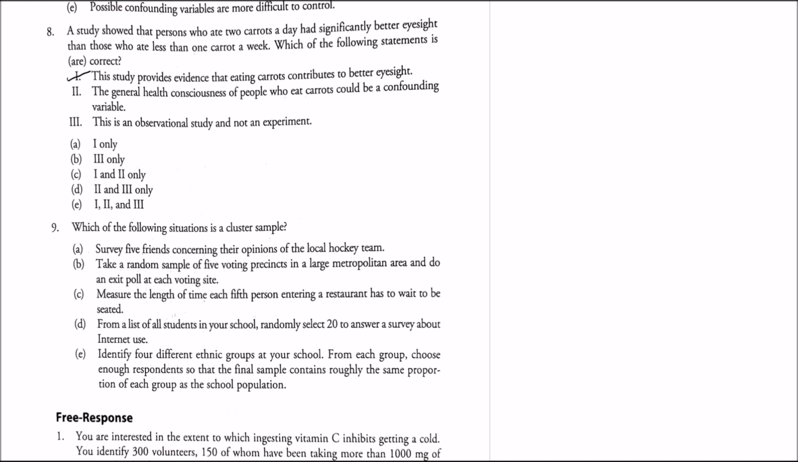The general health consciousness of people who eat carrots could be a confounding variable. So this is what I'm saying. This is an observational study, and people that eat more carrots could be generally more health conscious, right? And that could be a confounding variable. If they're more health conscious, they might actually take more visits to the eye doctor, or they might have a better diet in other areas rather than just eating carrots, right? So their diet includes more carrots, but it includes other healthy foods as well. And people that don't eat carrots don't eat as many veggies in general, and that would contribute potentially. All right, so this looks pretty good. So I'm going to cross this one out, and then this one looks good.